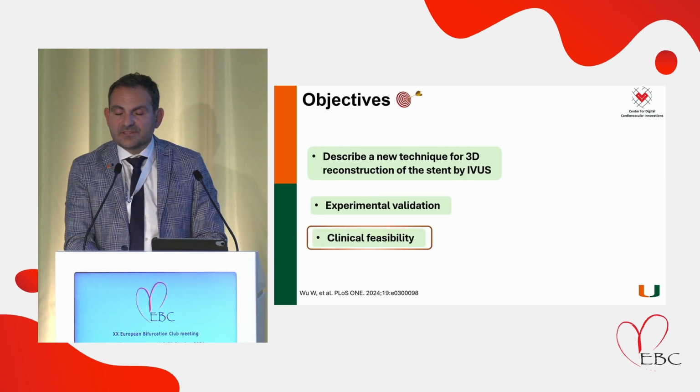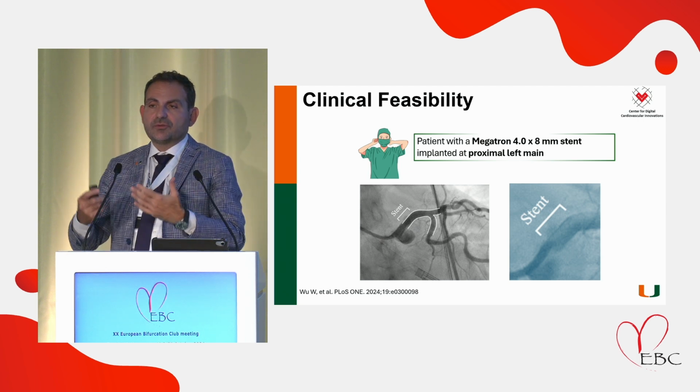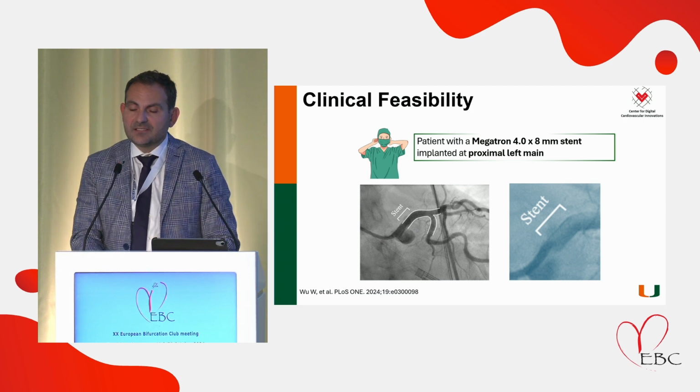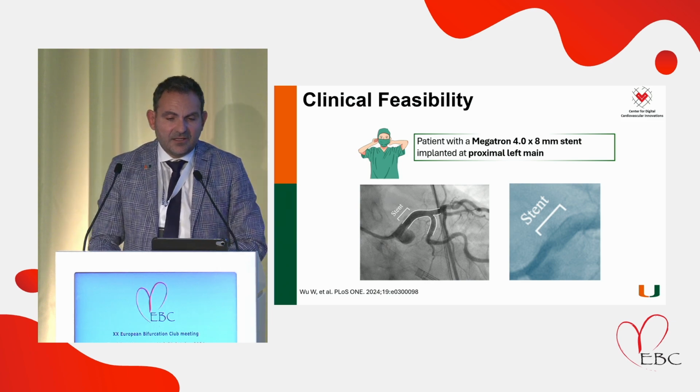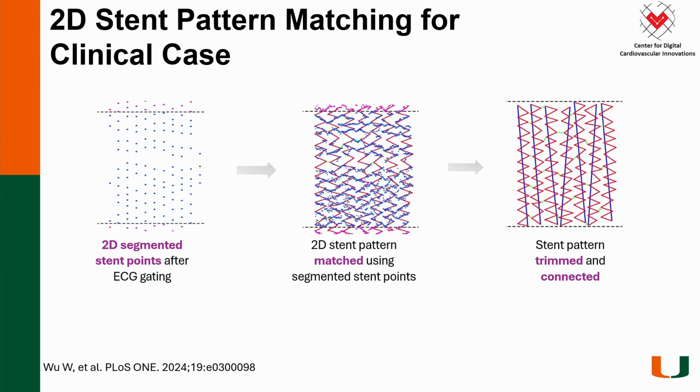And then clinical feasibility. We tested how we can do the 3D reconstruction of an implanted stent in a patient. That's a left main stent, a Megatron 4.0 by 8 in the proximal left main. You see it here. And then using a combination of IVUS, high definition IVUS, and angiography. Again, the dots are the EKG-gated specific stent strut points of this Megatron stent.